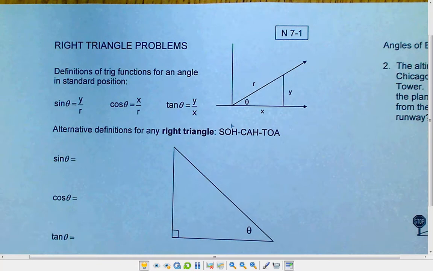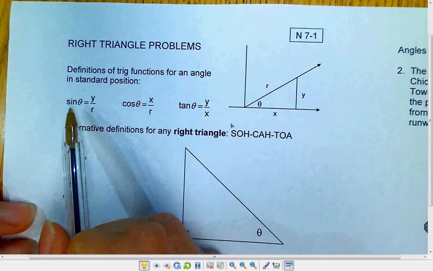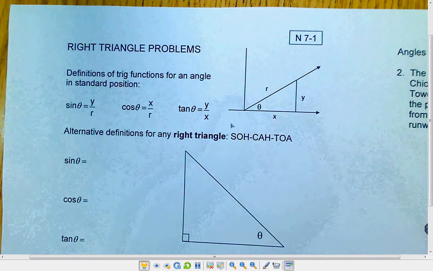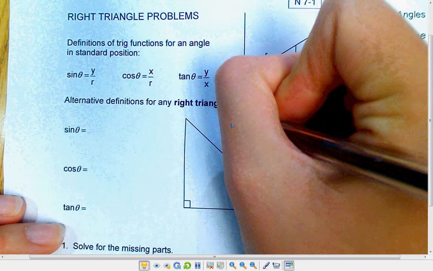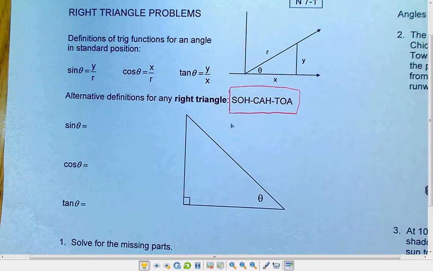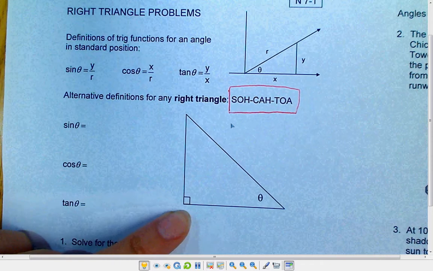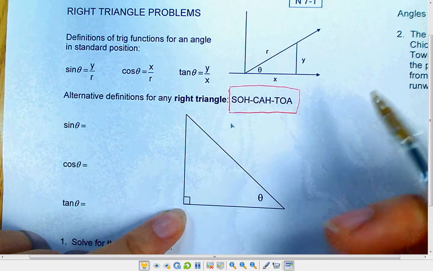We're starting our new unit on triangle problems. So we're going to start off with our definitions of sine, cosine, and tangent that we already know. And we're going to redefine them using something that should be familiar from geometry, SOHCAHTOA. SOHCAHTOA could be used for any right triangle, so any triangle with a right angle. And this actually tells you what our sine, cosine, and tangent are.